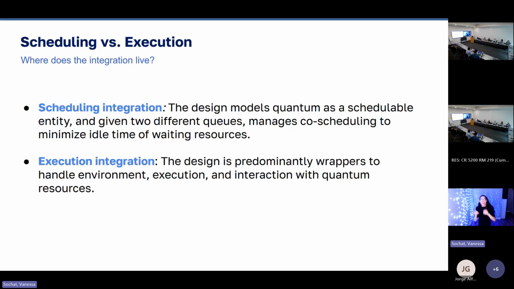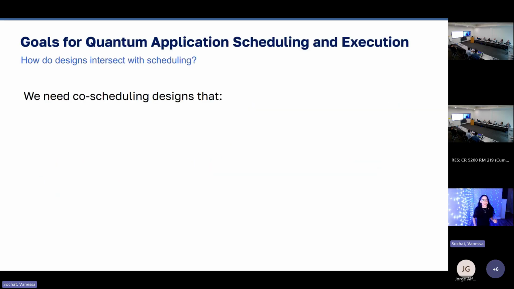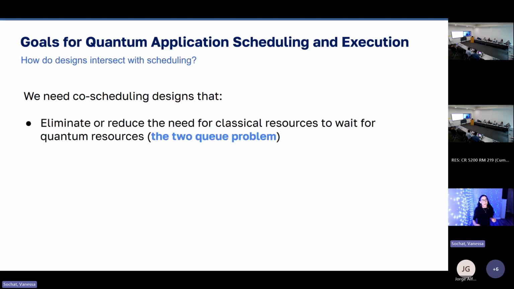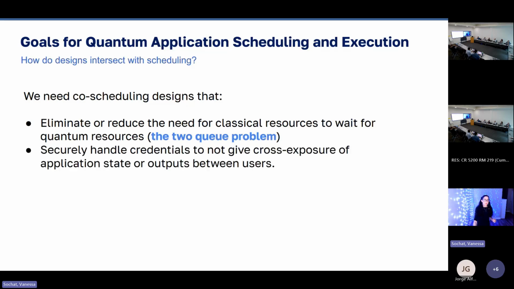the experience really good for the user so they don't have to think about, "Okay, I'm going to manually call this and write this in my environment." So the goals that we have when we're thinking about scheduling and execution: we need co-scheduling designs that eliminate the need for these classical resources to wait. This is the 2Q problem.